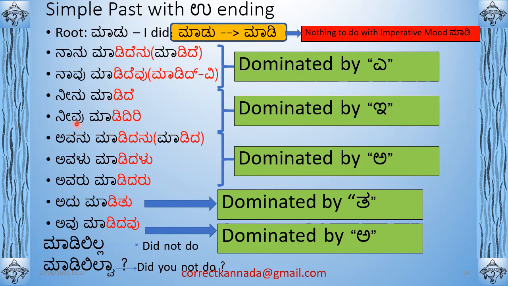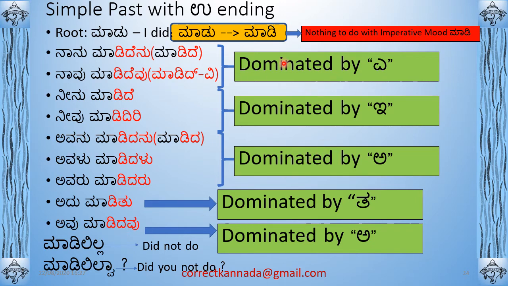Madide. ನೀವು ಮಾಡಿದ್ದೀರಿ. ಅವನು ಮಾಡಿದನು or ಅವನು ಮಾಡಿದ. The nu is removed. ಅವಳು ಮಾಡಿದಳು, ಅವರು ಮಾಡಿದರು, ಅದು ಮಾಡಿತು. If you notice, this is the only one that will have a tha coming in. I said that simple past is always dominated by the da in the center, but it's only the neuter gender that will have a tha coming in. That's why it's maditu. This is an irregular form, so you just have to keep that in mind. Avu ಮಾಡಿದವು. Again, avu comes back to the da. After ಮಾಡಿದರು, the same form, it will just say ಮಾಡಿದವು. So you just have to pick up these patterns.